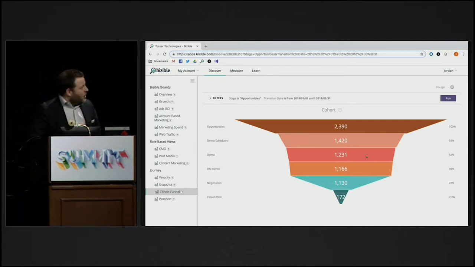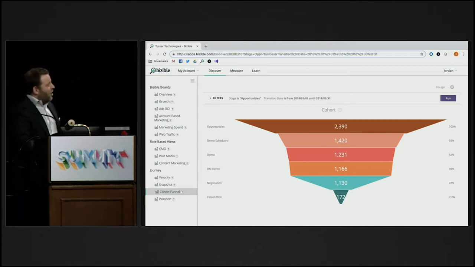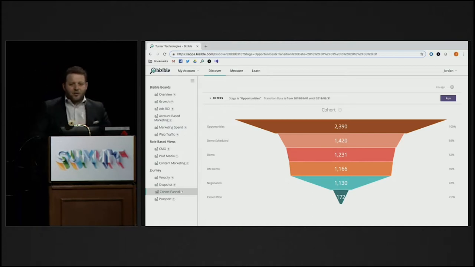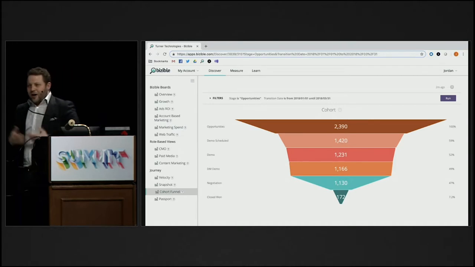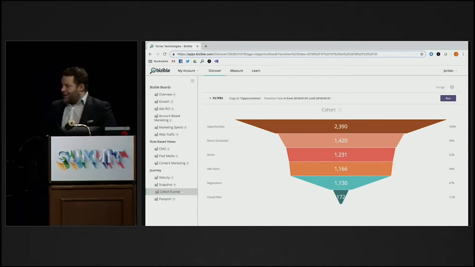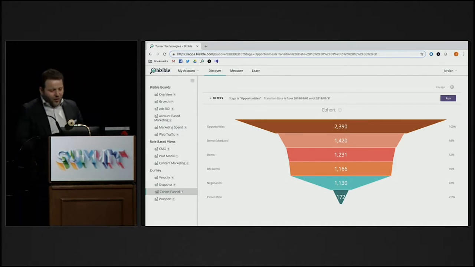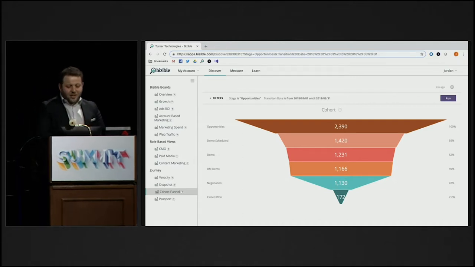And so as we come up here trying to identify, where is the gap? What are we actually missing? In this case, it looks like we're only converting, I think, about 59% of our opportunities into scheduled demos. So that's really way too low. If we're able to open an op, we should be able to get a demo scheduled. We should be able to get them on the phone. So what we've identified here is a hole. This is a leak in our bucket that we need to fix.